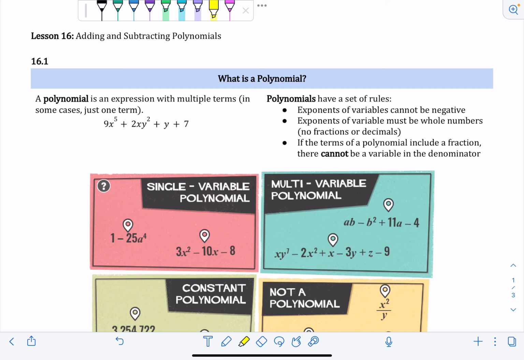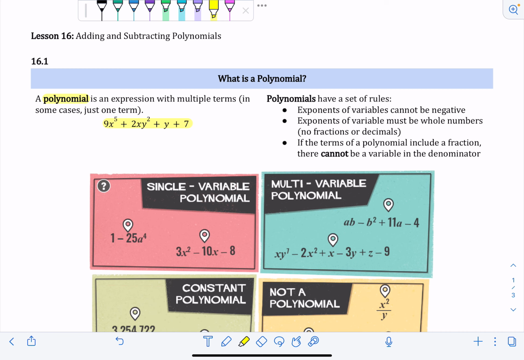Starting in the upper left corner, a polynomial is an expression with multiple terms. In some cases it's just one term, but more so than what a polynomial is, there are some stricter rules on what a polynomial isn't, or what can't happen in a polynomial. So right here, this 9x to the fifth plus 2xy squared plus y plus 7, that's an example of a polynomial. It's an expression, with no equal sign.